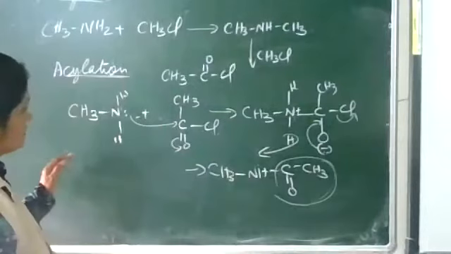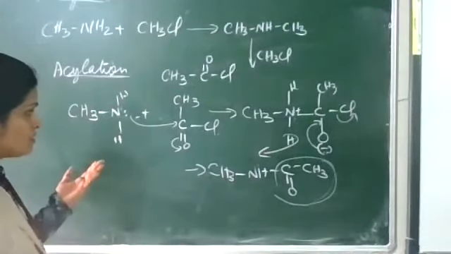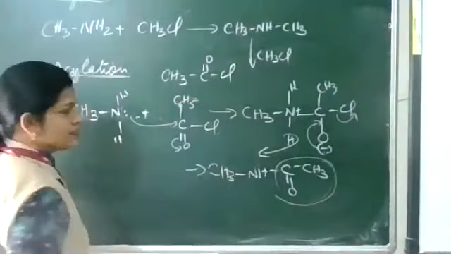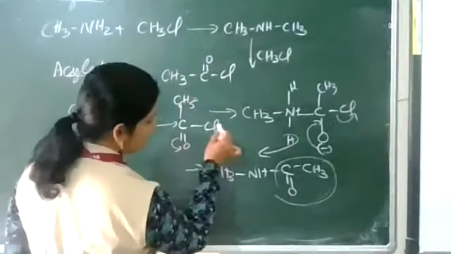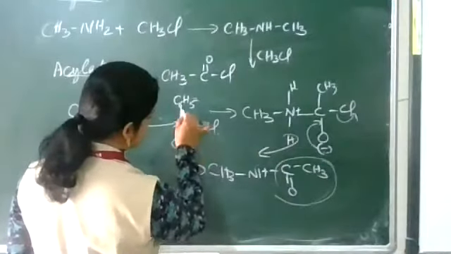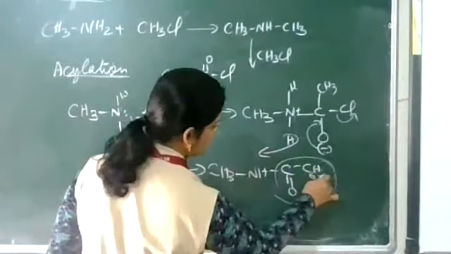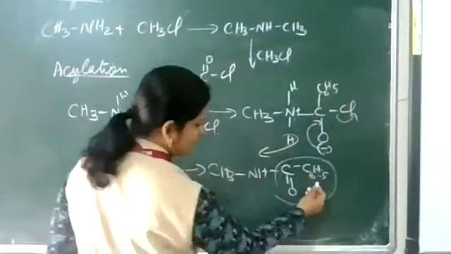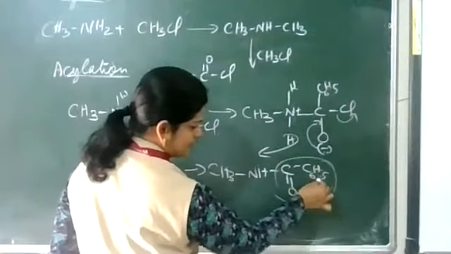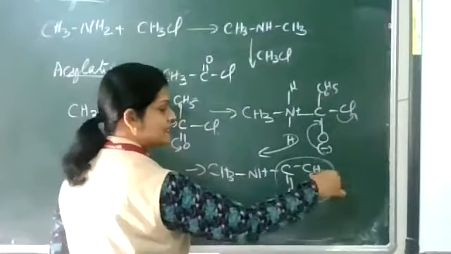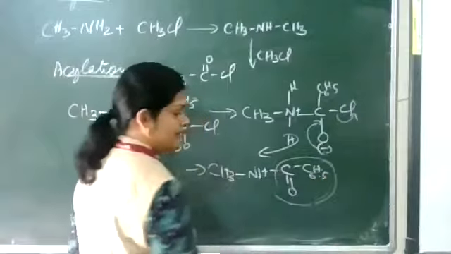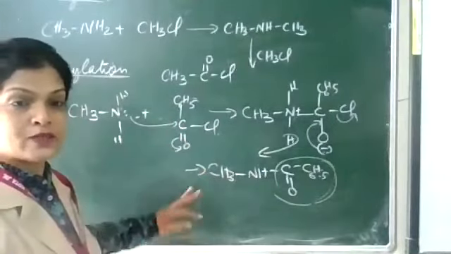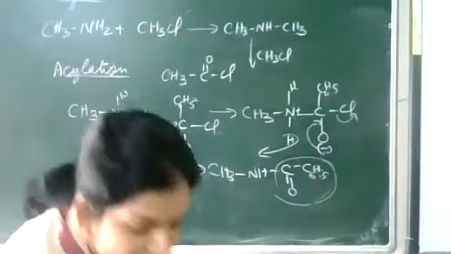So acylation. Similarly, you can do benzoylation. For benzoylation, instead of CH3, you will be writing C6H5. So this C6H5 will be coming here. So it is actually benzamide, C6H5CONH2, benzamide. So N-methyl benzamide. That is benzoylation. If it is C6H5COCl, it is benzoyl chloride. So we say benzoylation.